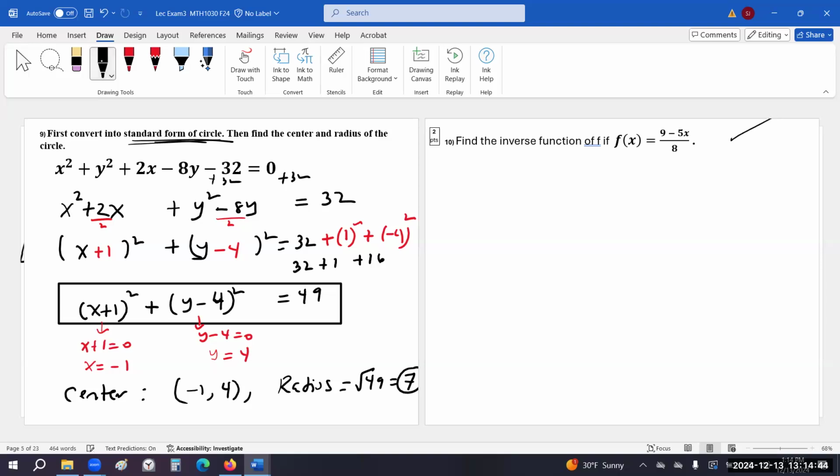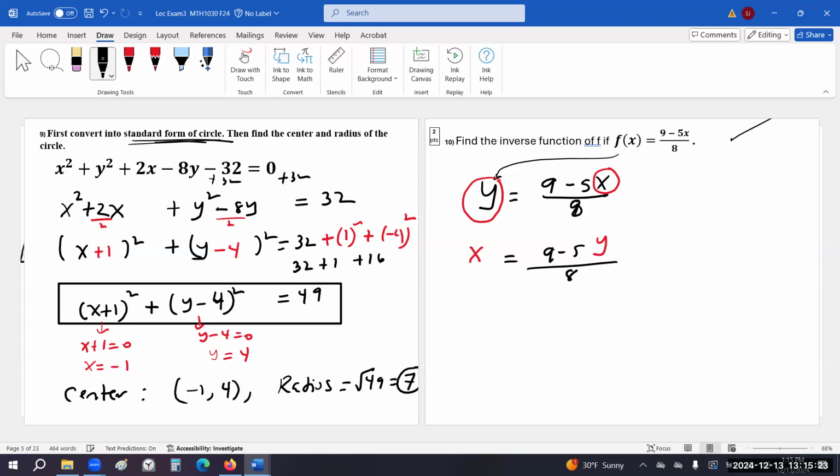Inverse. You'll see this again. Go ahead, Dua. What do you do for inverse? Instead of x, I put y. So y minus 5 over 8... But switch them first. Our goal is to solve for y after switching them. So x becomes y, y becomes x: x equals 9 minus 5y over 8. And now solve for y.